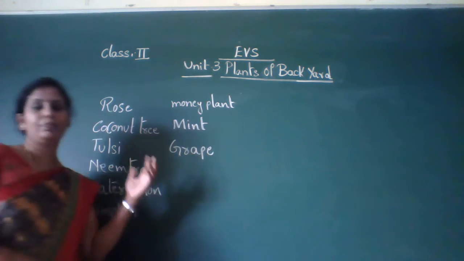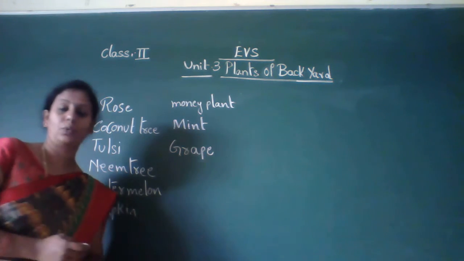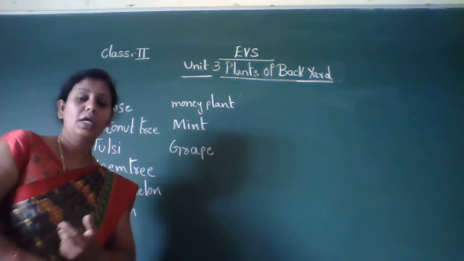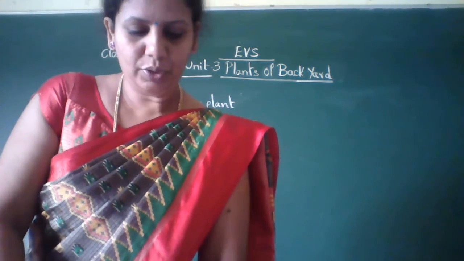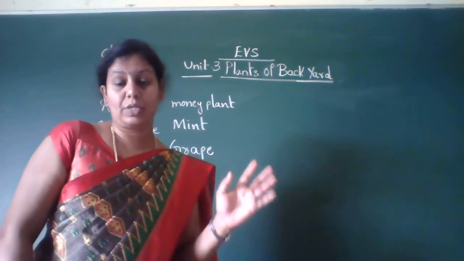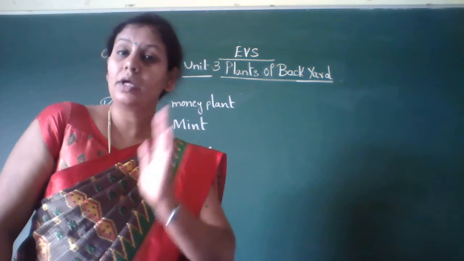So we see all these types of plants in our surroundings. Plants, we see plants, trees in our surroundings. Now tell me children, whatever name I have written on the board, so we find varieties of plants and trees in our surroundings, isn't it? We find varieties of plants and trees in our surroundings.